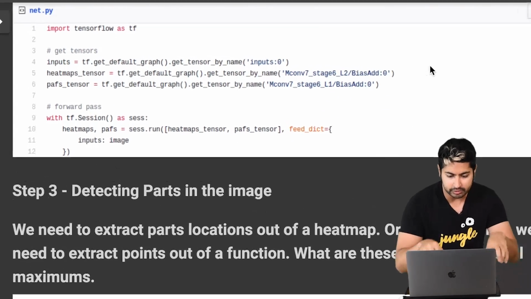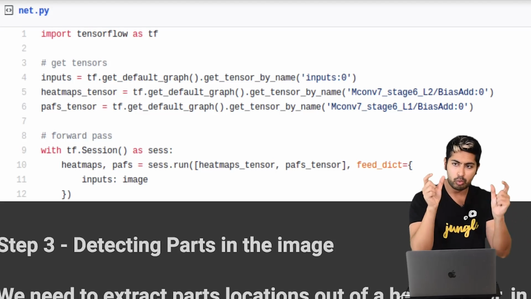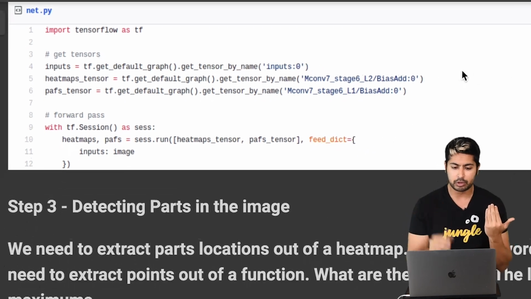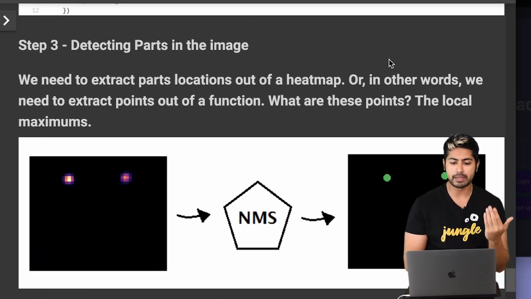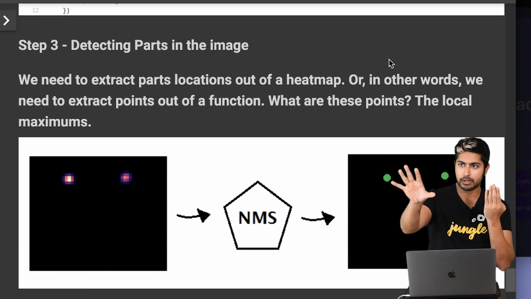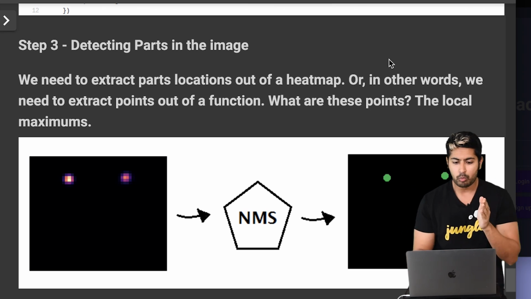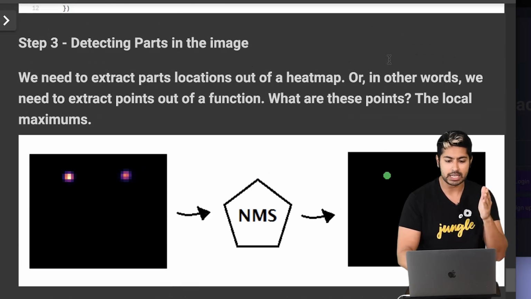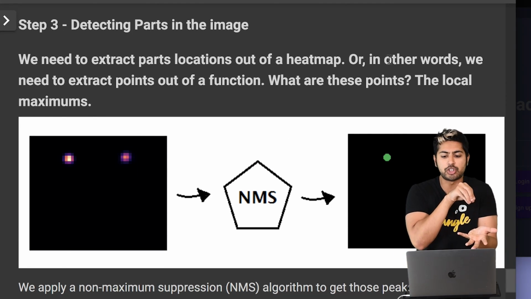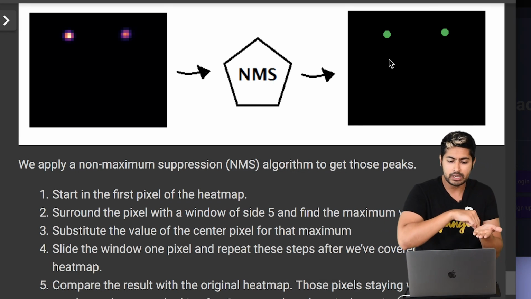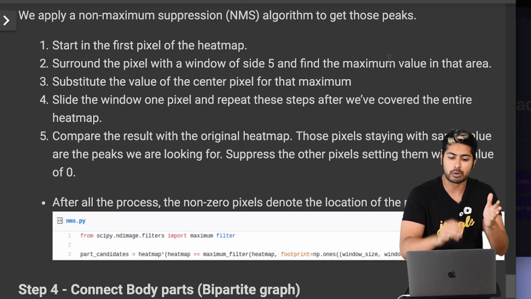And so the code looks like this, right? We take an existing network, we feed the image into both of those layers, get back those two matrices, and now using these matrices, we'll hold on to that affinity field for a second. We'll not worry about that. We're focused now on the heat map. What we're going to do is detect parts of the image by extracting the locations out of the heat map. So we'll start with the first pixel, surround it with a window, find the max value from that, and those are the values that we'll use.